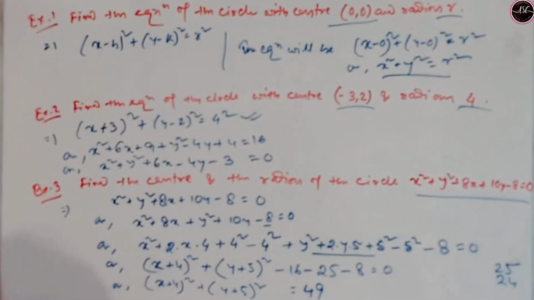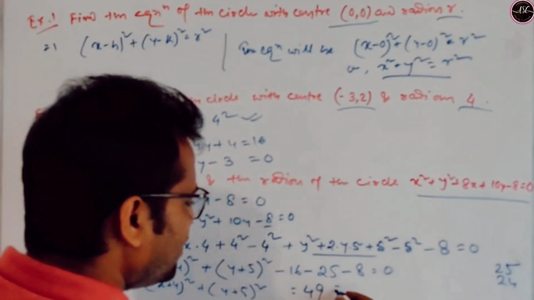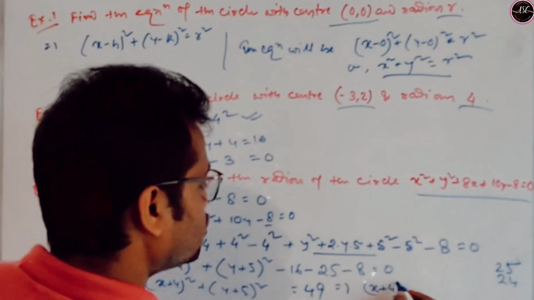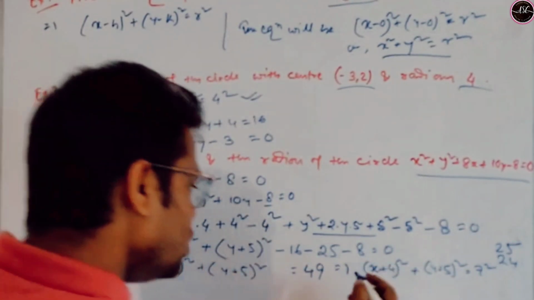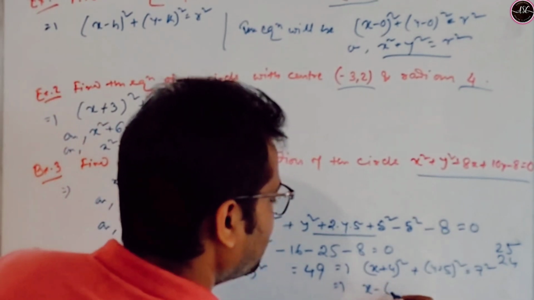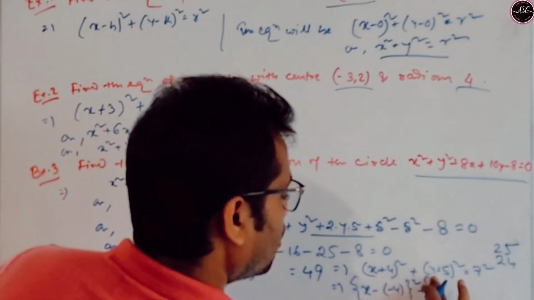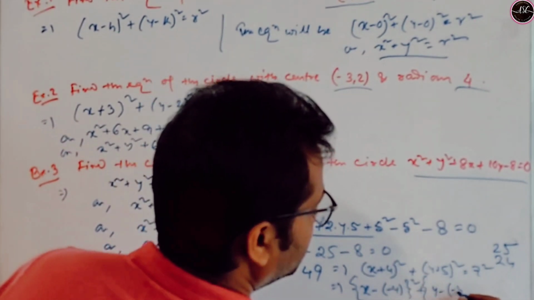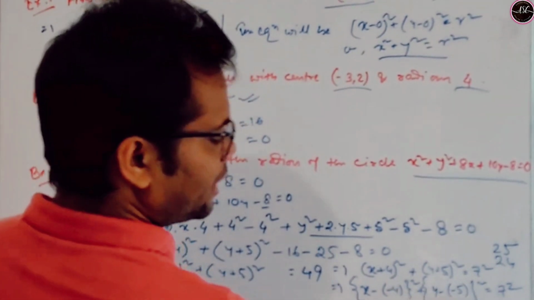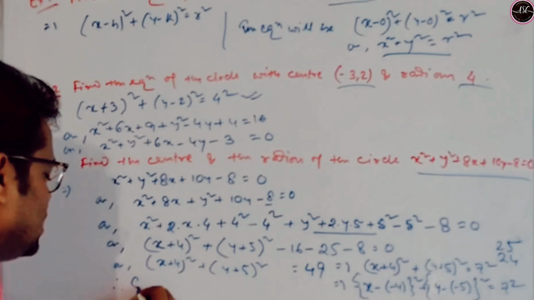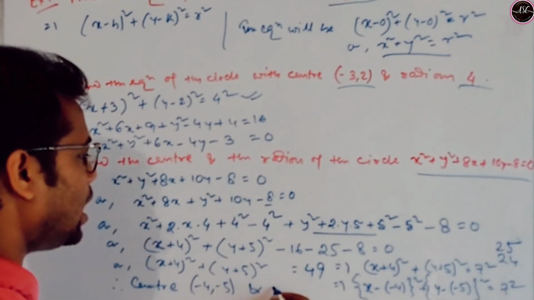So this is the simple form, the general form of a circle, and 49 is equal to 7 square. So this can be written as (x plus 4) whole square plus (y plus 5) whole square equal to 7 square. So this also can be written as (x minus 4) whole square plus (y minus 5) whole square equal to 7 square. Okay, so we get this point minus 4 and minus 5, that will be the center. So the center will be minus 4 comma minus 5 and the radius is r, that means r is 7.